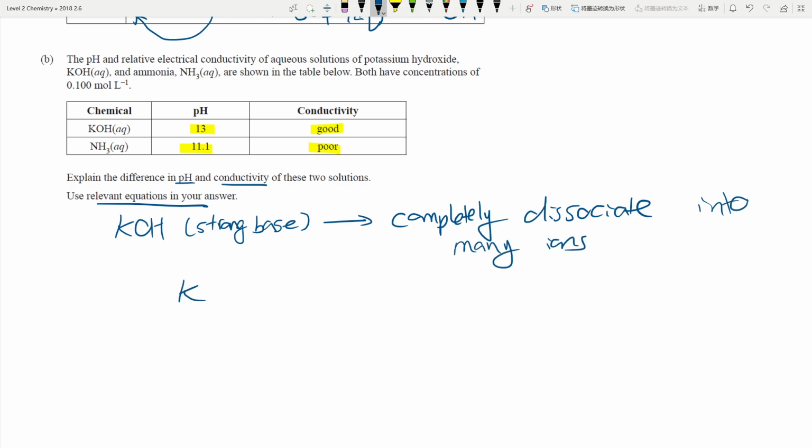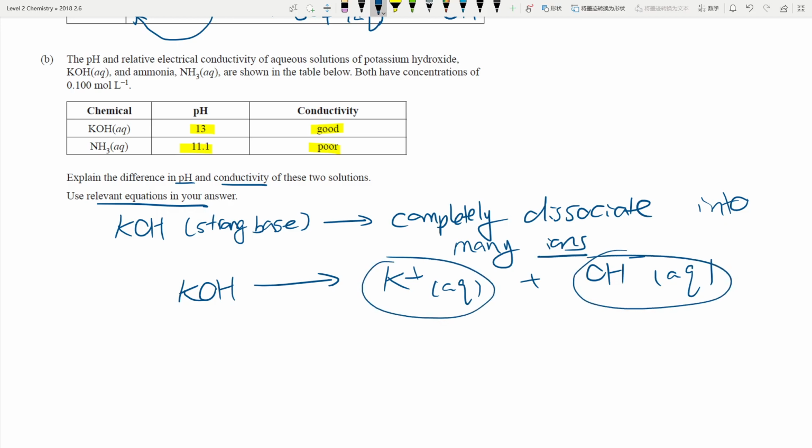So what are the ions? The potassium ions, and then the OH hydroxide ions. Okay, so the ions that we are looking for is this guy and this guy. Because it's a complete dissociation, you only have a single arrow. And that means, if we look at the pH, what does the pH depend on? Actually, let's do that at the end once we've done both of them.